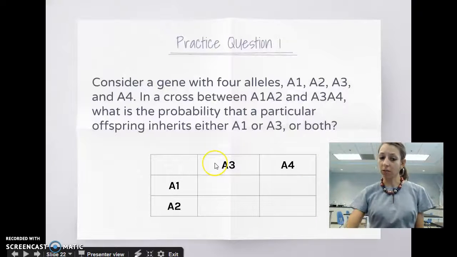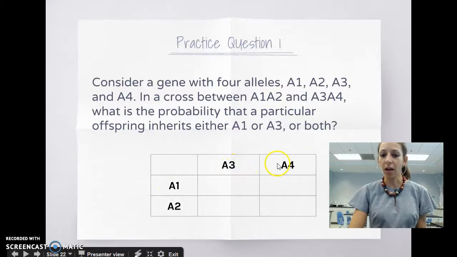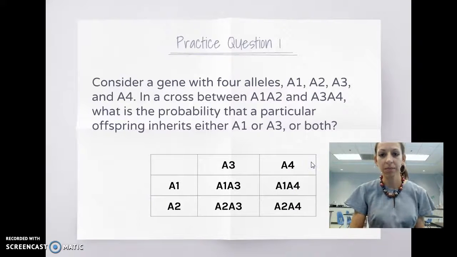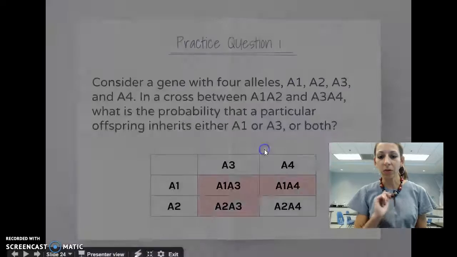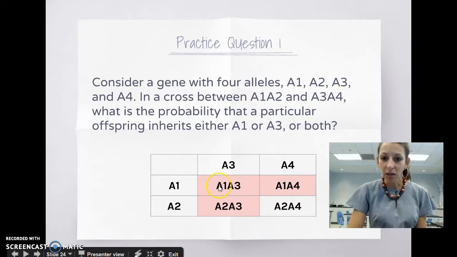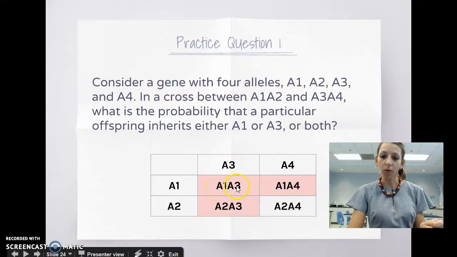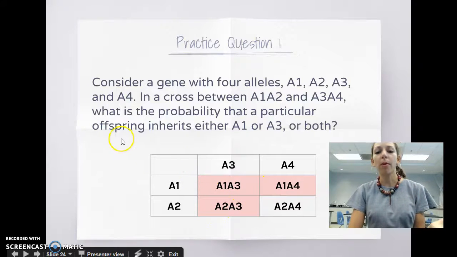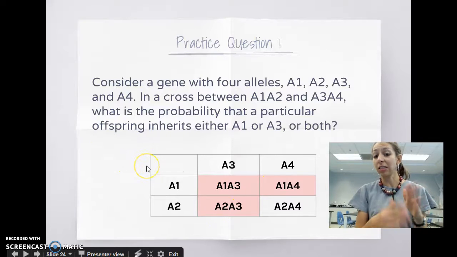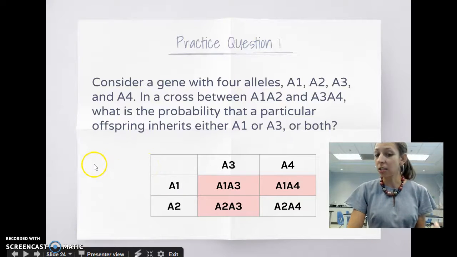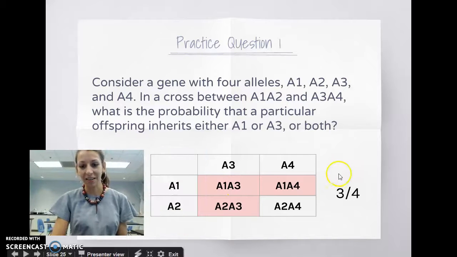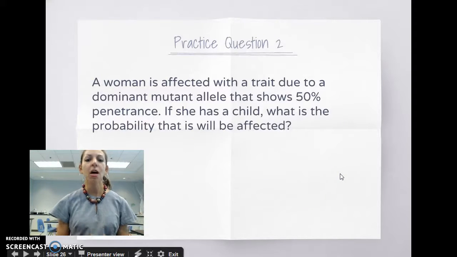The best way to set this up is a good old-fashioned Punnett square, and the one parent down here will have A1 and A2. The other parent at the top will have A3 and A4 that they could donate through their gametes. We'll fill out the Punnett square, and then as we look at it, we're like, oh, look, this one has either A1, A3, or both. It has both. This one has A3. This one has A1. So it's asking what is the probability that a particular offspring inherits either A1, A3, or both. And this is very easy. We can see that it's 75% or 3/4. There we go. Done.